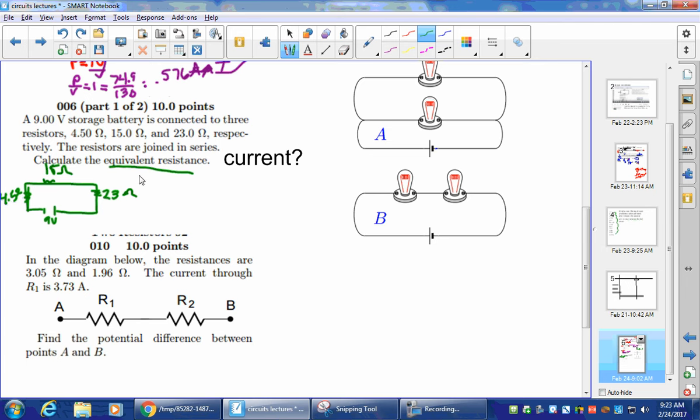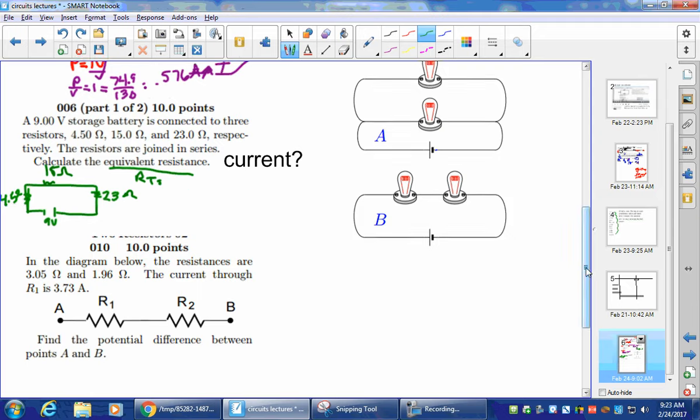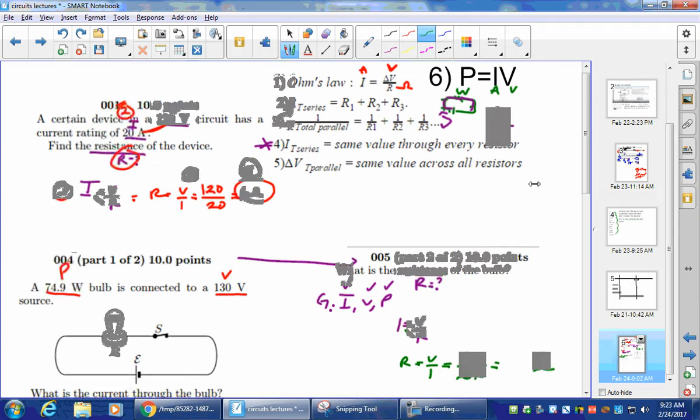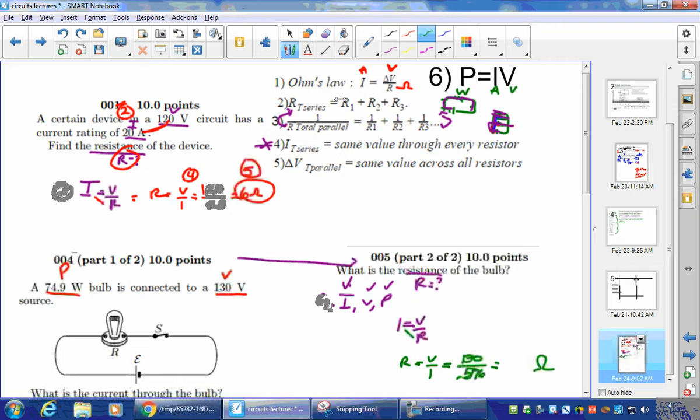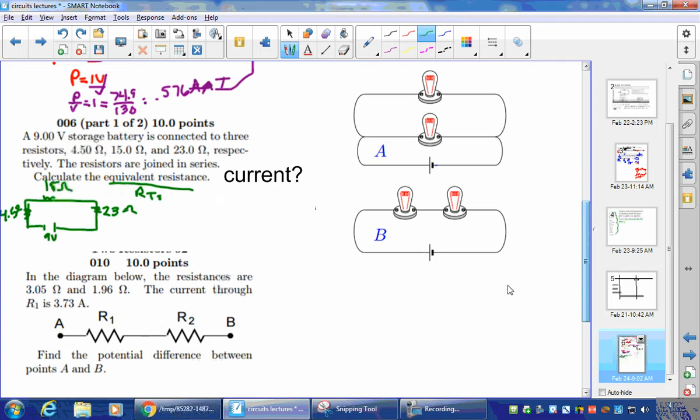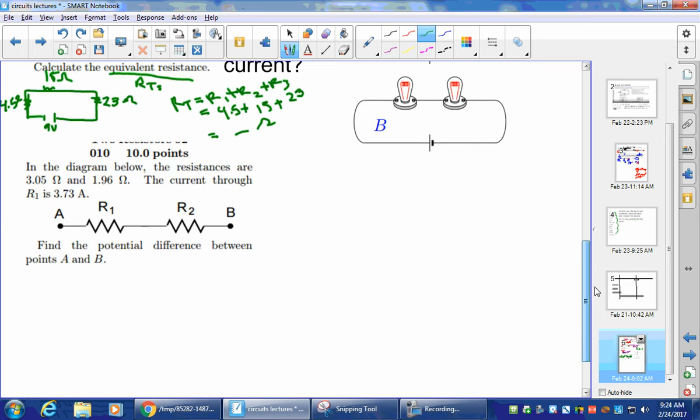So remember, equivalent just means the total, so the R total. And since we're in series, we need to make sure we use series rules, right? All right, so how do we do that for series circuits? That's incredibly easy, right? That's just add them up. So let's write the equation out. R total is R1 plus R2 plus R3, etc. So it's R1, 4.5 plus 15 plus 23. And whatever that answer comes out to, you need to make sure it's in ohms, right? I'm not going to do the answer, I'm just going to move forward, okay?